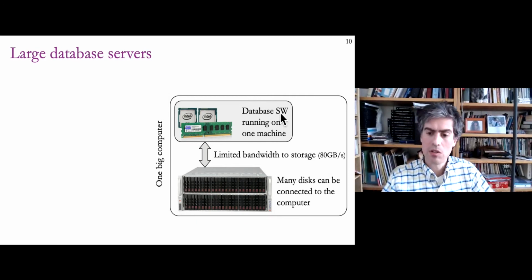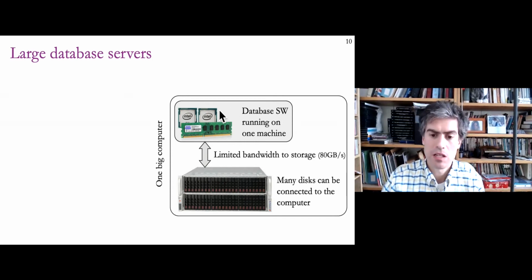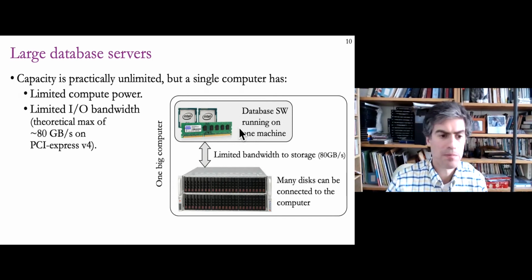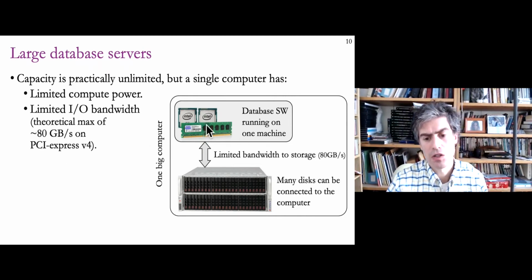Between that machine and all those disks, there is the ability to transfer data, but it's a limited ability because these CPUs have limited I/O bandwidth. I/O means input-output. Theoretically, the maximum you get is limited by the number of PCI Express pins on the chip. It's roughly 80 gigabytes per second that you can transfer between storage and CPUs, which is actually quite a lot. But for some applications, that might not be enough.